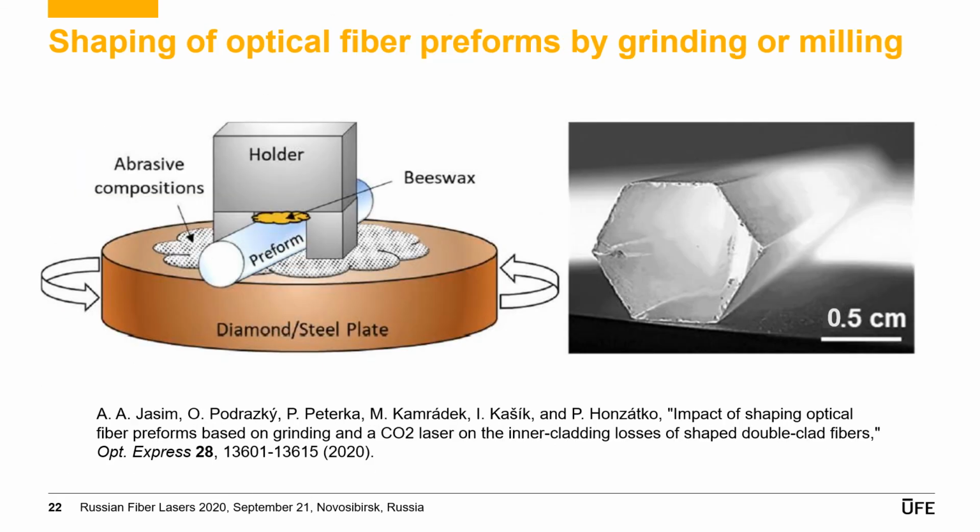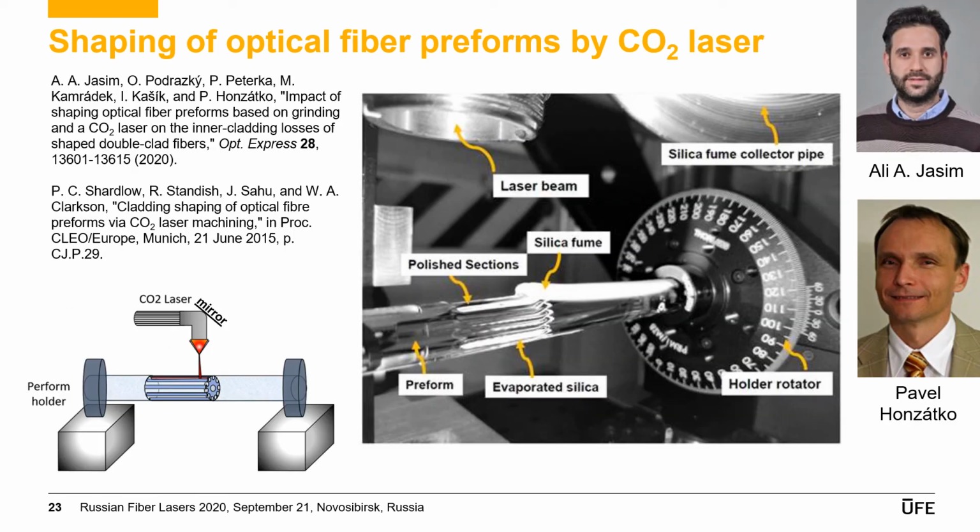The final part of my paper is devoted to preform shaping. Here we see a hexagonal preform made by standard grinding and polishing. We developed a thermal shaping of preforms by CO2 lasers. The CO2 laser beam coming from here is focused on the preform that moves below the laser horizontally. Silica fume is sucked and collected into the collector pipe, and when one groove section is finished, the preform is rotated and another groove is polished.